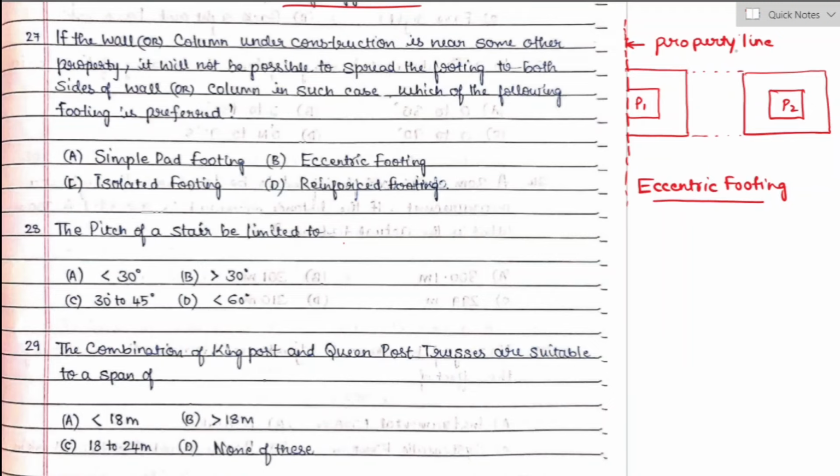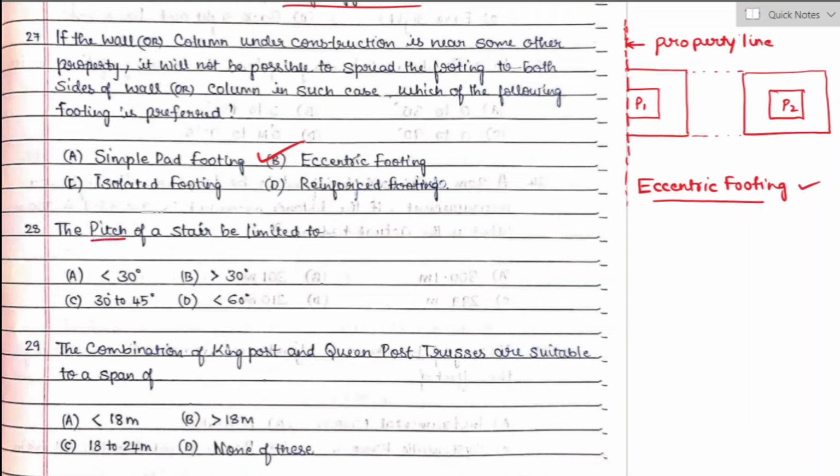In the following figure, you can observe this is the property line of the given boundary area, which restricts spreading the footing to both sides of the wall or column. In such cases, the type of footing adopted will be eccentric footing. Option B is the right answer. The eccentric footing will be designed in such a way that the center of gravity of the superimposed load coincides with the center of gravity of the base area, resulting in uniform bearing pressure. So the right answer will be option B.